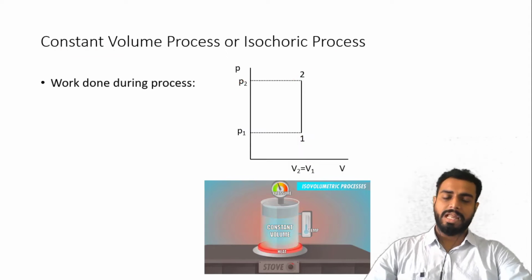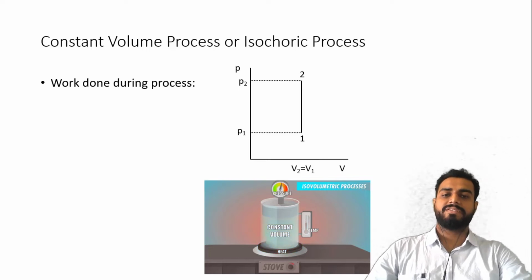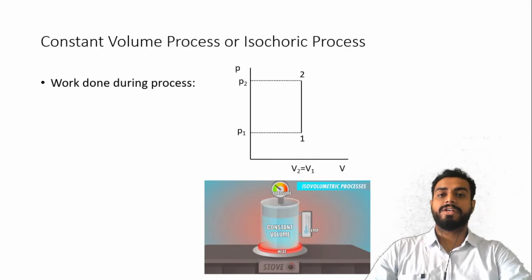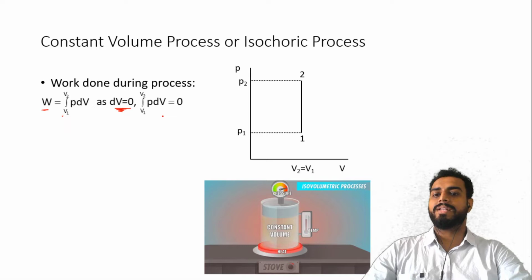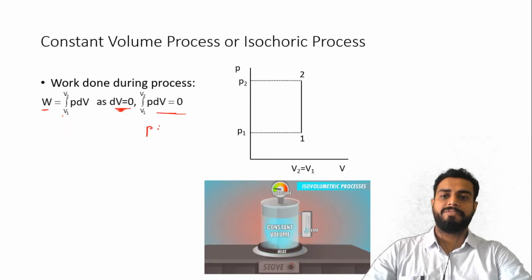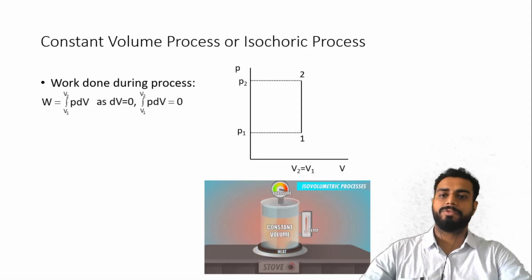Further, now the work done during this process. You know that in our previous discussion we have already said that whenever you are not changing any volume, then the work done will be 0. So here you can see that W is equal to the integration of P dV from V1 to V2. Here the change in volume is 0. That is why you can say that dV is 0. So you multiply P with 0 and you will get the value 0. So the work done over here is 0. I hope you are clear up to this point.